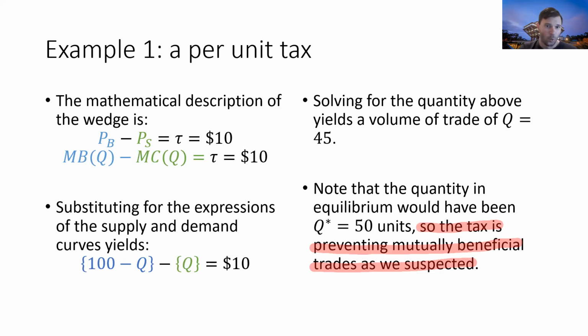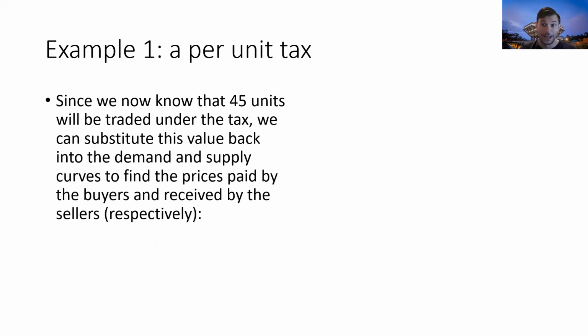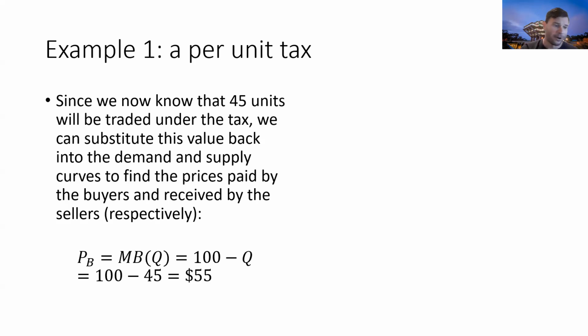Now, if I want to know what is the price paid by the buyer and the price received by the seller, all we have to do is take 45 units and we can plug it into the buyer's demand curve and we can plug it into the seller's supply curve. Okay, and that'll allow us to fully describe the equilibrium allocation with the tax, right? What prevails when there's that intervention, right? Buyers are going to be paying 55 bucks. Sellers are going to be receiving 45 bucks. Okay, notice the difference in those prices accounts for exactly the $10 tax wedge.